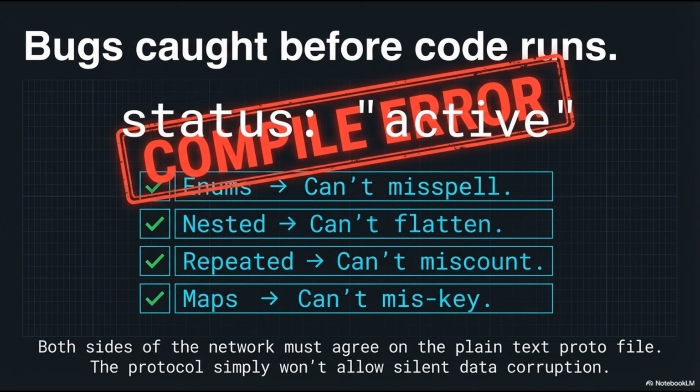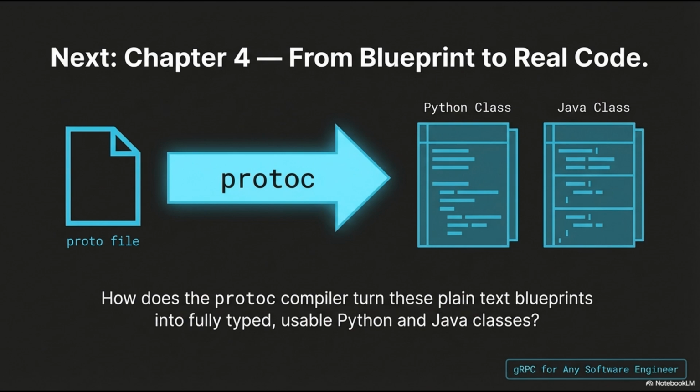But as rigorous and robust as these plaintext proto files are, well, right now they are still just blueprints. They are architectural diagrams. Which perfectly sets up where we are heading next. In Chapter 4, we're going to dive into the compiler itself. We'll look at how Proto takes these plaintext blueprint files and magically generates the actual, usable, fully typed classes in Python and Java. We'll look at the generated code itself. I really can't wait for that one. Seeing the generated code is where it all finally clicks.